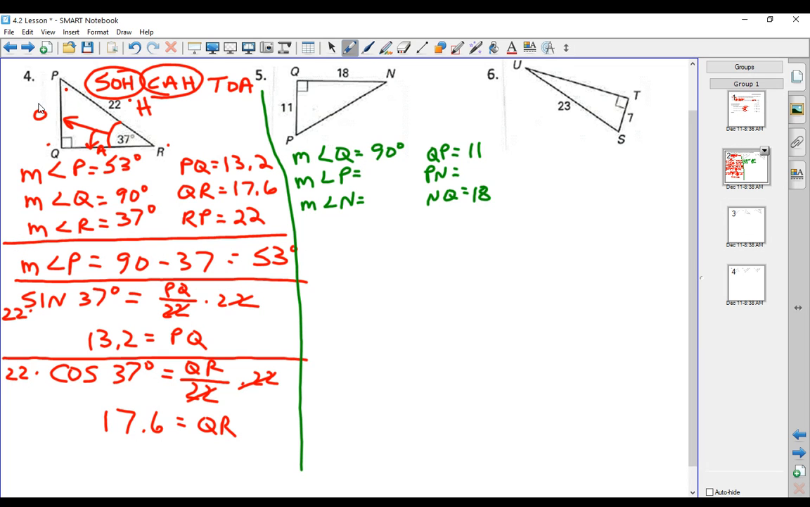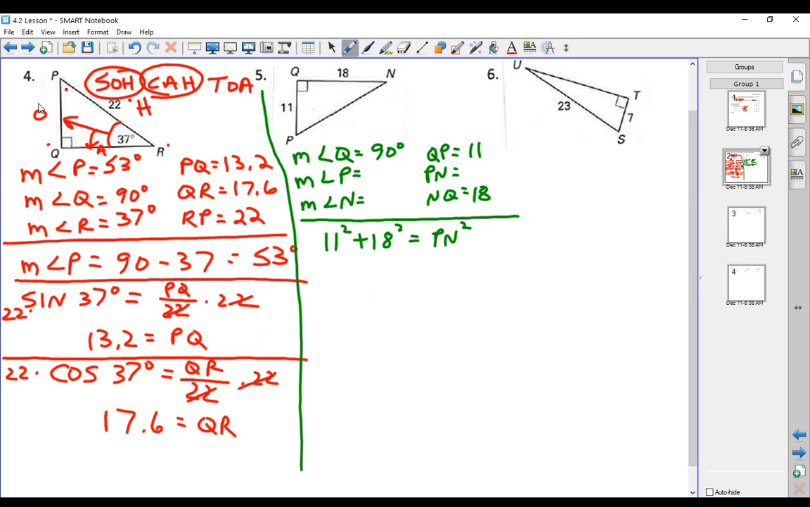Now, this time I don't know another angle, so I can't do the subtraction from 90 to figure out how big the other angles are. We'll get back to that in just a moment. But I do notice I've got two of the three sides for the right triangle, and that means that I can use the Pythagorean theorem. All right, the legs are the 11 and the 18 sides. So 11 squared plus 18 squared equals the hypotenuse, which is PN squared.